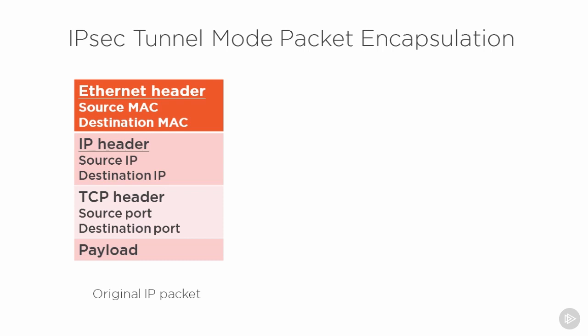So we've got the Ethernet header, which contains the source and destination MAC addresses. We've then got the IP header, which contains, among other things, the source and destination IP addresses. Assuming it's a TCP type of transmission as a transport, then we'll see a TCP header with the source and destination ports, among other fields, and then we have the actual payload. So that would be the actual original IP packet prior to being protected with IPsec.